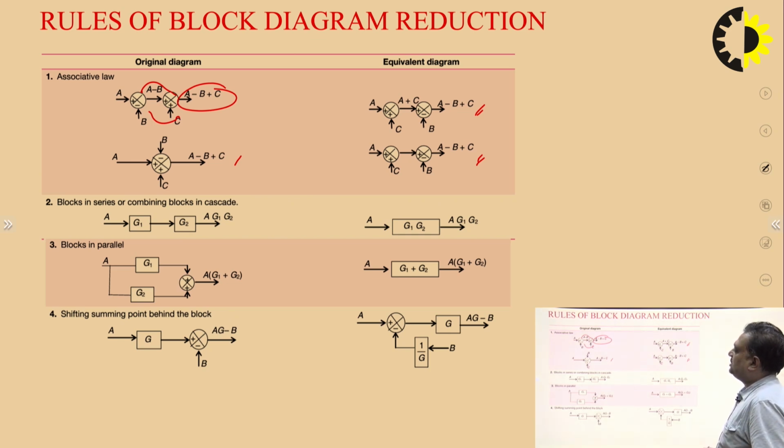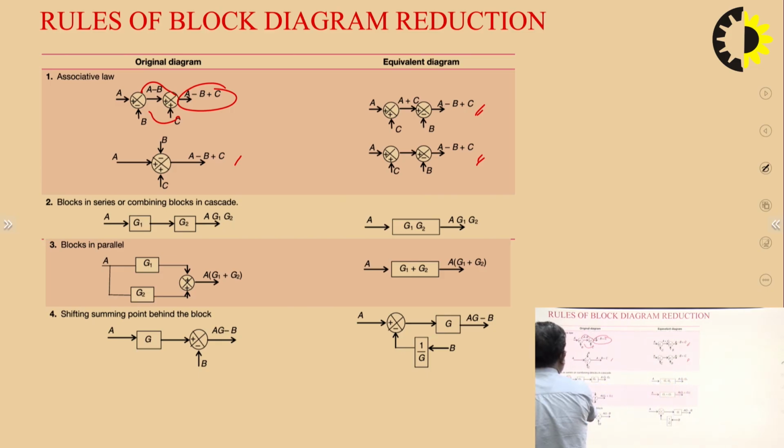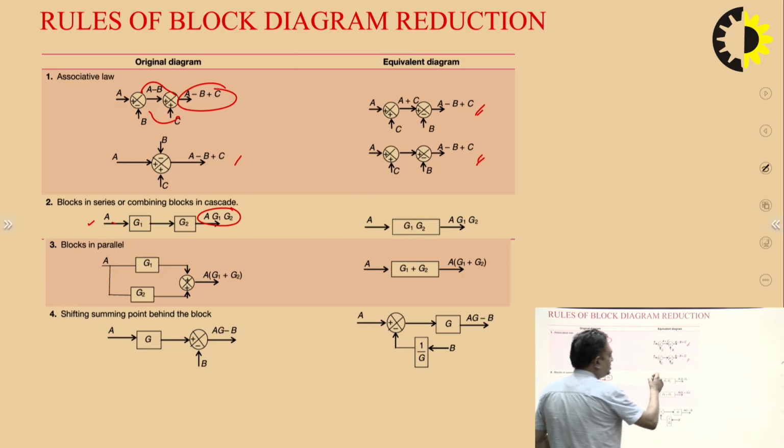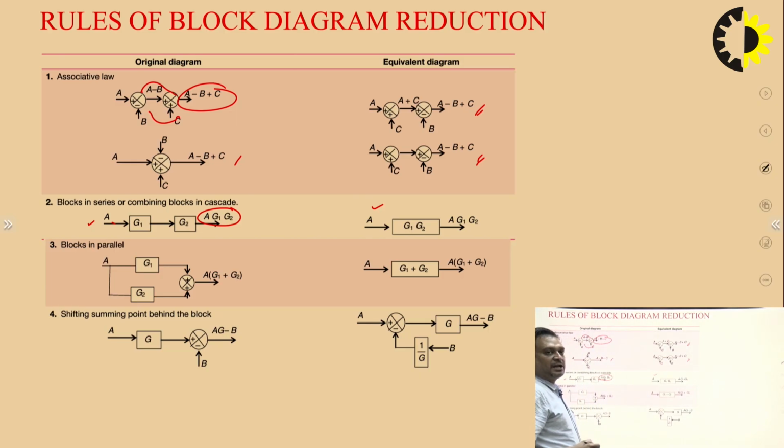Now blocks in series, or combining blocks in cascade. Like this, you can say blocks are connected here in series. So the overall output is A multiplied by G1 into G2. So this A G1 G2 we will get at the output, and so this G1 and G2 can be combined to make a single block having transfer function G1 G2. So you can see this A times G1 G2, you are getting A times G1 G2. So if there is a situation like this, we can combine these two to obtain like this.